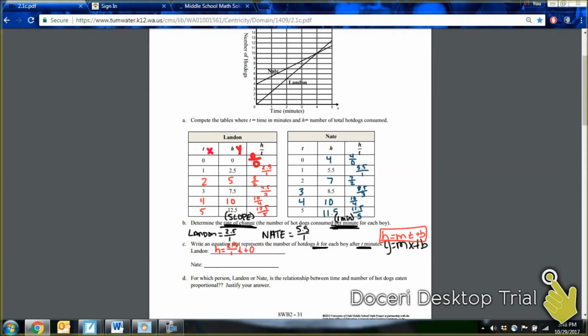But if it says plus 0, you don't have to write it. But I want to get us in the habit of writing that y-intercept, so we're going to keep it. So I'm going to give you a second here. Go ahead and write Nate's equation.